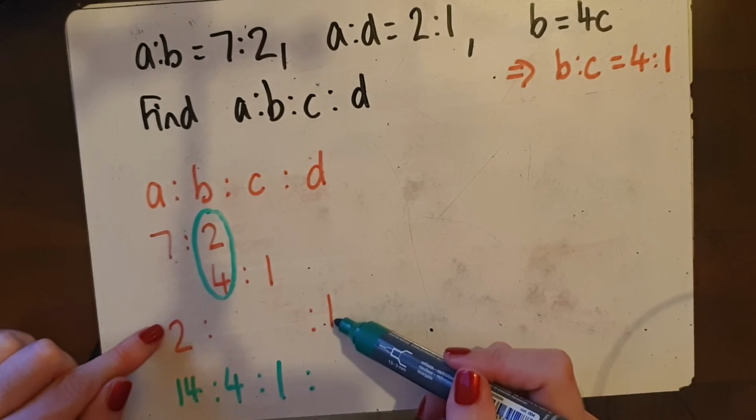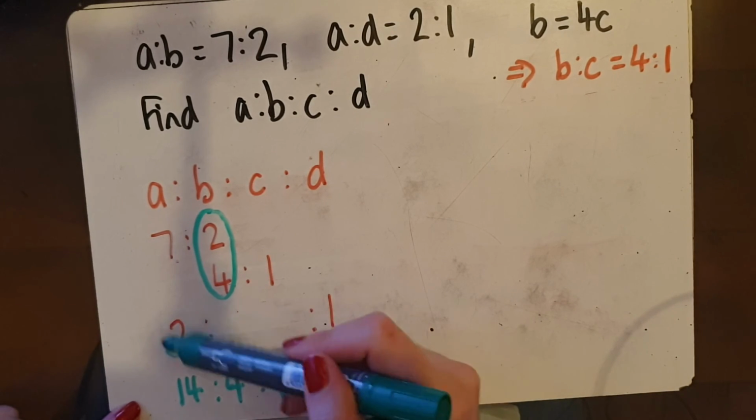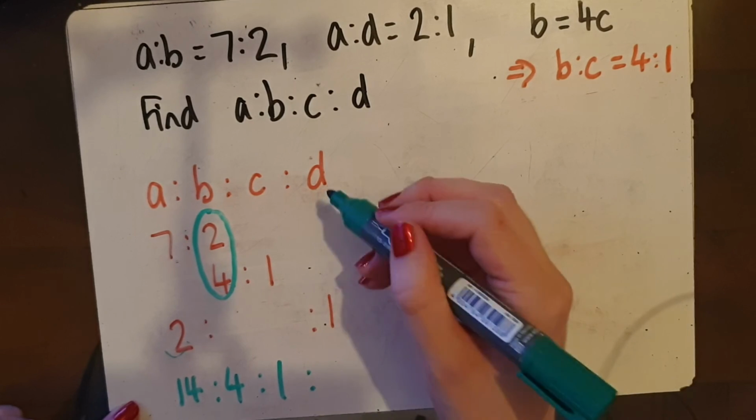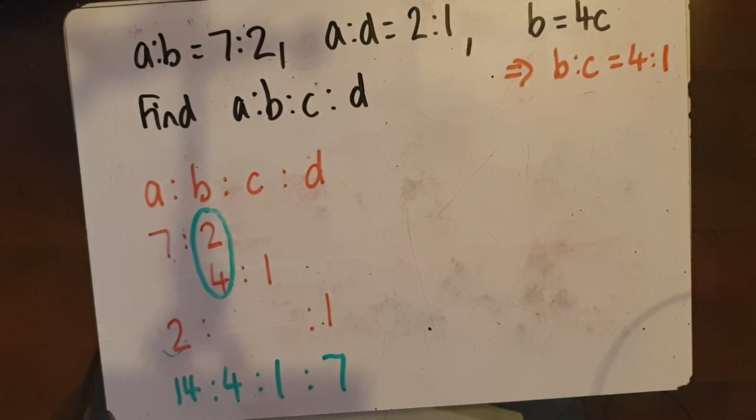Now we have a look at this ratio and what we need to do to get it to combine with this one. A was 2 here, it's now 14, so I've multiplied by 7. So I need to multiply that by 7 as well, and I get the ratio 14 to 4 to 1 to 7.